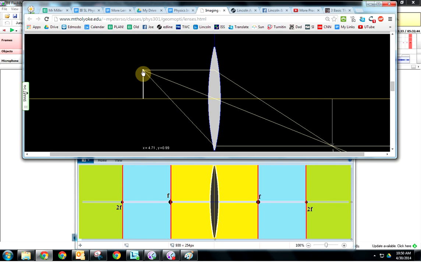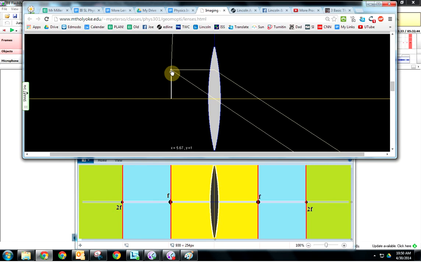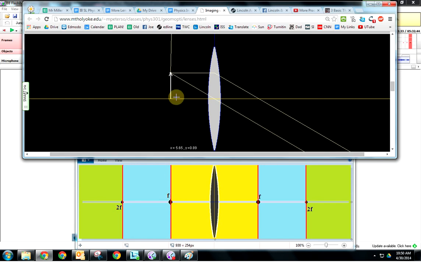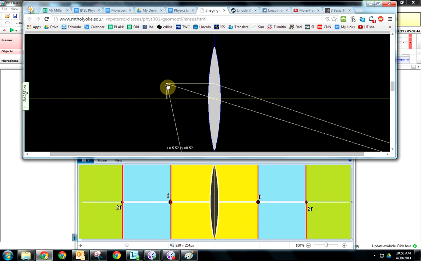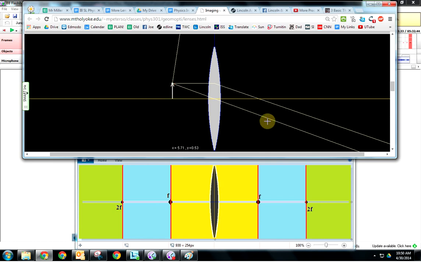Now what happens as we get even closer? If I go to F, right at F, you can see that the light coming out is parallel, and we get no image at all. So I like to say at F is just wrong, if at 2F is just right, so that you have the same sized image and object. Being at F is just wrong, because we get no image at all, the light coming out is parallel.